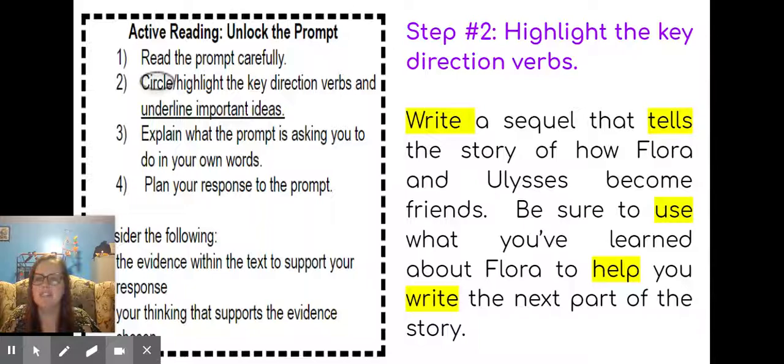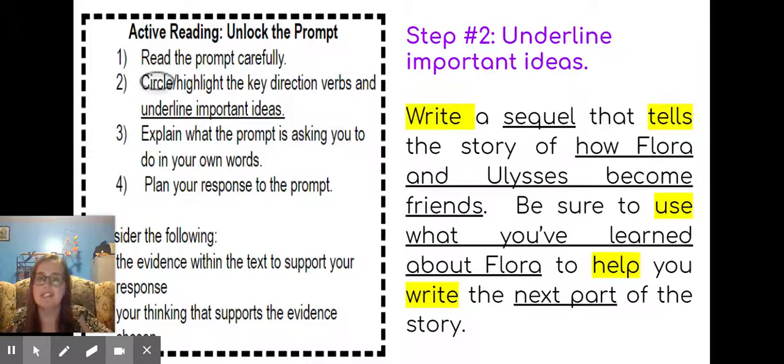So it is important to highlight those key direction verbs because it's going to help us focus our ideas on what we're actually going to be doing in our writing. Next, we've got to underline those important ideas. So what is this prompt actually asking us to do? What is the focus? What is the main idea? What's that big idea that we need to understand so that way we can answer the writing prompt?